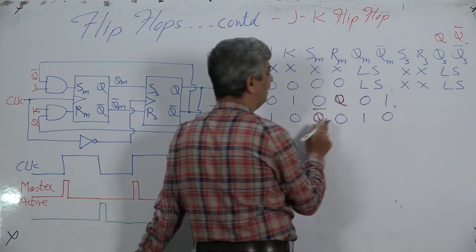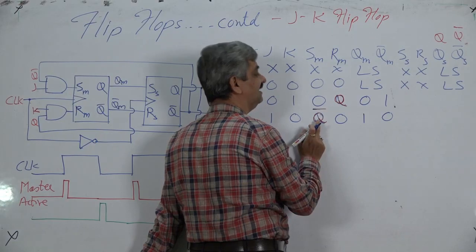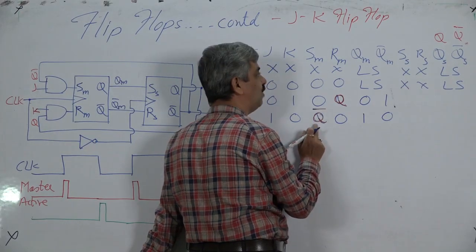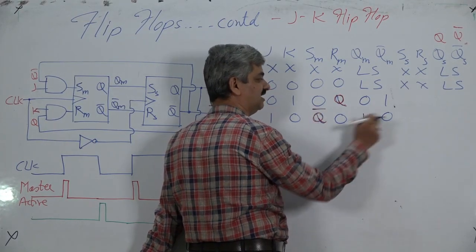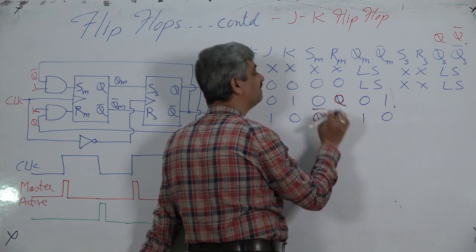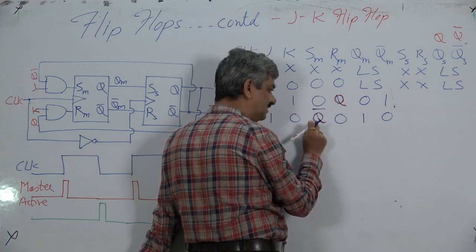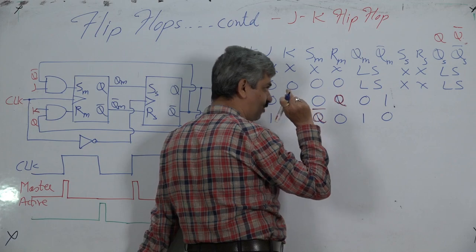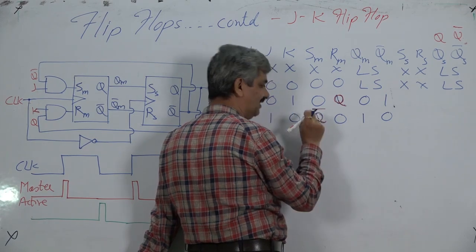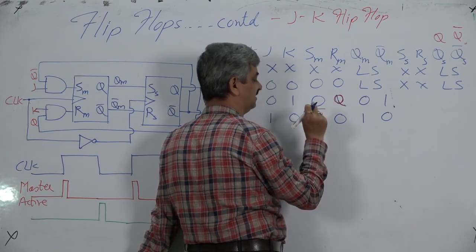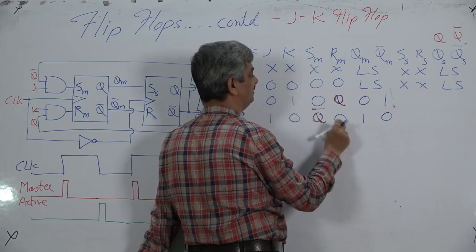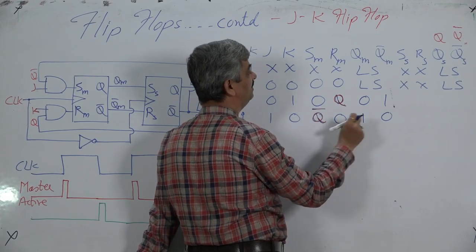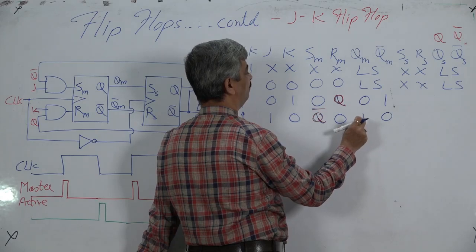When R is 0, S is 0. S is 0 means Q bar is 0, means Q was 1. So the last state was 1, 0, and that is continued. If R is 0 and this Q bar is 1, it means the last state was 0, 1. But when this Q bar is 1, in that case the current state is 1, 0. That 1, 0 will make this as 1, 0.